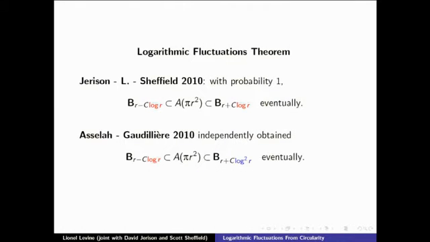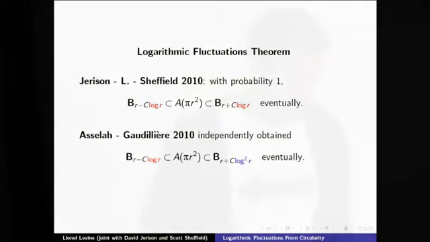Okay, so the theorem which my co-authors and I proved independently and almost at the same time as two French mathematicians, Asselah and Gaudillière, is that in fact you can get these fluctuations all the way down to constant times log r. And I write log squared here, but I should really update this slide. So their first paper had log squared, but then in a subsequent paper they improved it to log. So these are really two independent proofs of the same theorem.